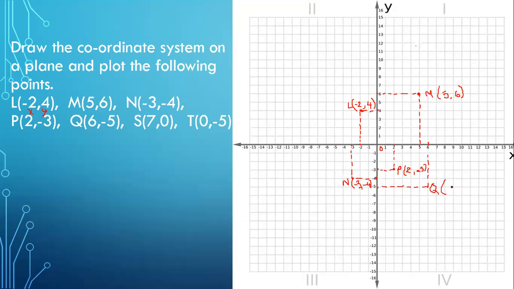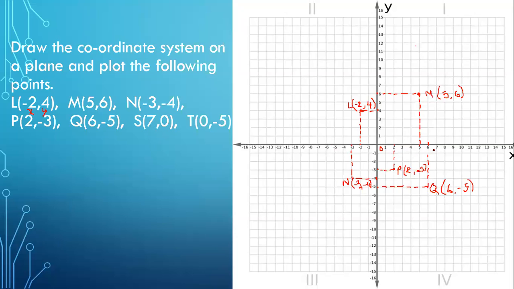And write the coordinates also, bracket 6 comma minus 5. Close the bracket. The next point is 7 and the coordinates are 7 comma 0. So if you notice here carefully, one of the coordinates is 0. So if one of the coordinates is 0, then the point is on the axis, right? Now on which axis? Here the y coordinate is 0. It means the point is on the x-axis and the x coordinate is 7.